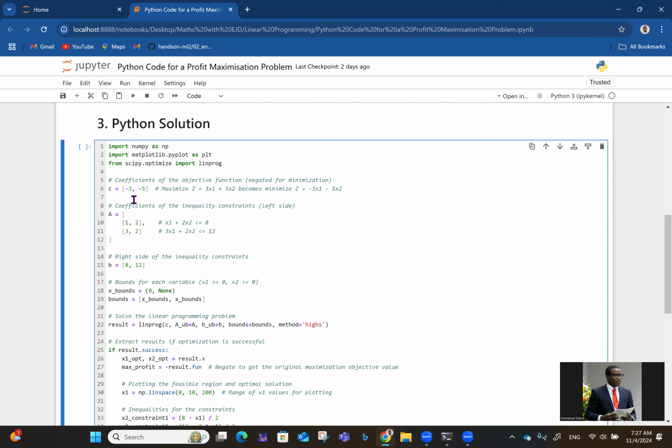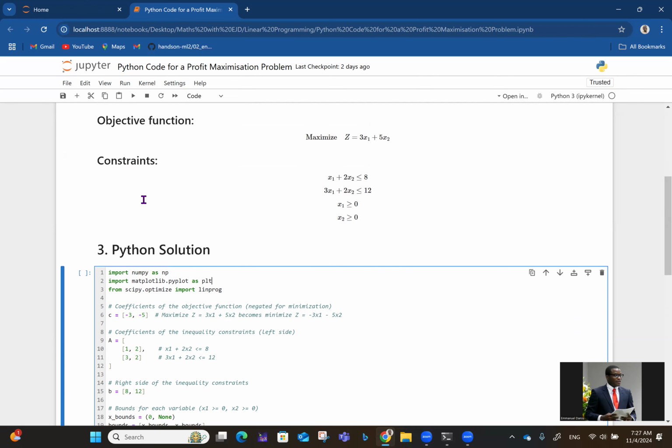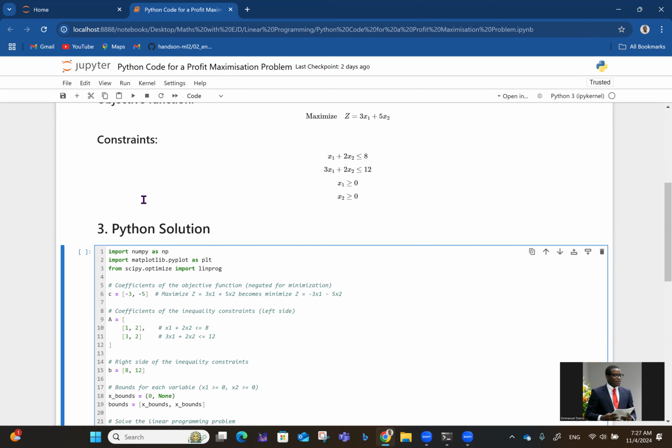So in line 6 now, here you are defining the objective function. The objective function is 3x1 plus 5x2, and it's a maximization problem. So when you negate it like that, you're actually making it into a minimization problem. You can turn a maximization problem into a minimization problem by multiplying through by minus. So instead of 3x1 plus 5x2, I'm having minus z equals minus 3x1 minus 5x2, so that we extract the minus 3 and minus 5, thereby turning it into a minimization problem.